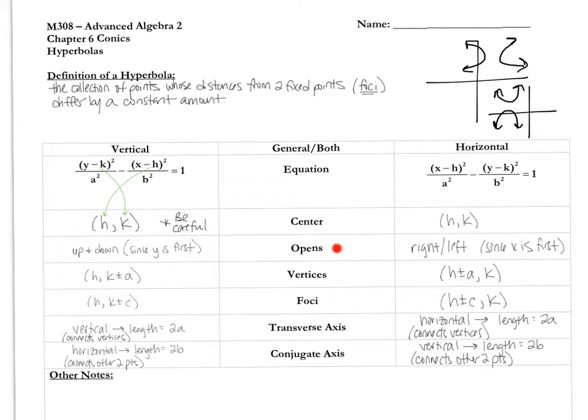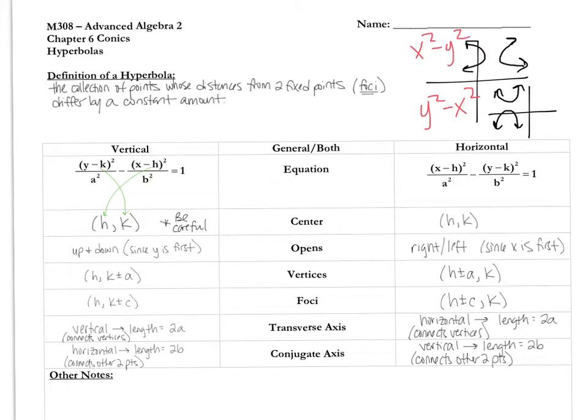And the way that the direction opens depends on which fraction is first. See how the y is first for the vertical one? That means it opens up and down. However, when the x is first over here on the horizontal side, that means it opens left and right. Okay? So if I go back up to my example at the top, this is an x squared minus y squared hyperbola because it goes left and right. And the bottom one here is a y squared minus x squared hyperbola because it opens up and down.